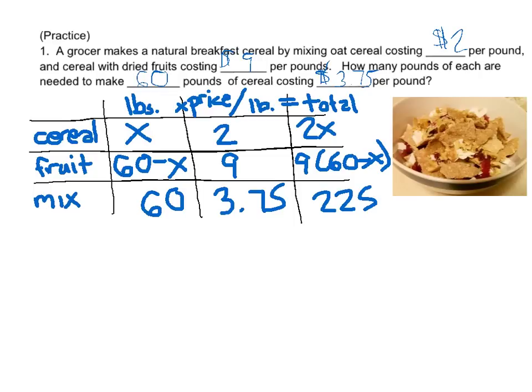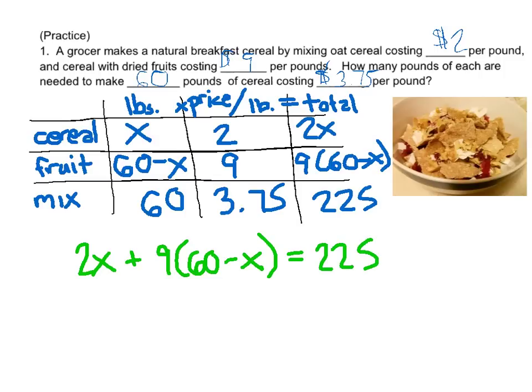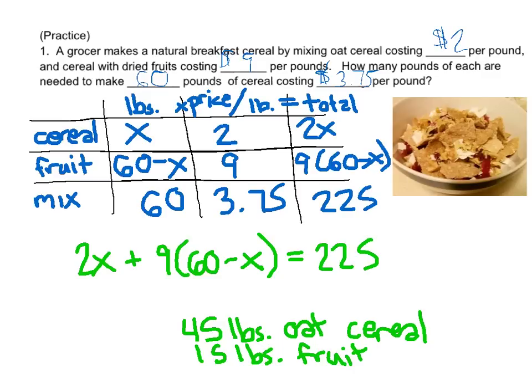As for my equation, since I want to mix the cereals, I'm going to take the total cost of the oat cereal, add that with the total cost of the dried fruit cereal, and together the total cost of these two cereals mixed together will be $225. Go ahead and show the rest of the work on your own, and I will check for the work tomorrow when I check notes. But your answer, when you get to it, should be 45 pounds of the oat cereal and 15 pounds of the fruit cereal.